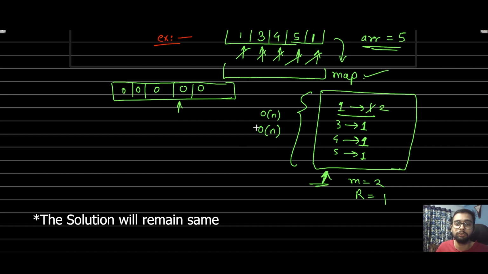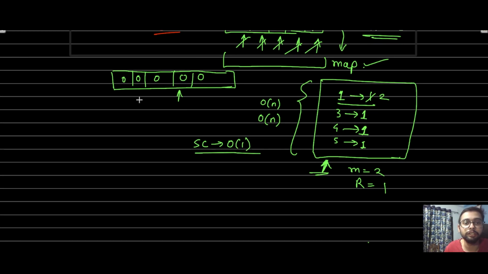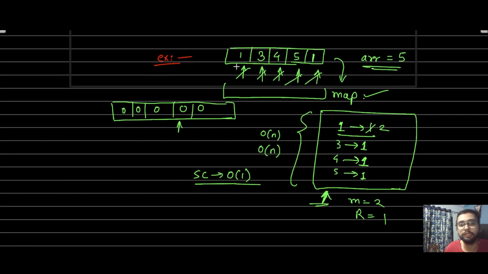But what if we try to reduce the space complexity to O(1) using the array itself? As I told you, we can traverse here. For 1, we mark it as 1 here. For 3, we again mark it as 1 here. For 4, we again mark it as 1 here. For 5, we again mark it as 1 here. For 1, which is repeating, the count will be 2. So we can clearly say that the number which is not mapped is the missing number.